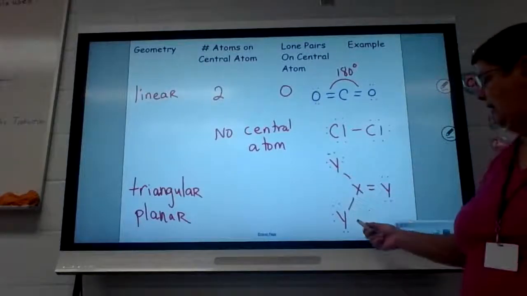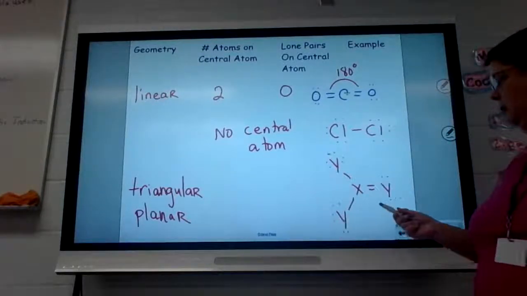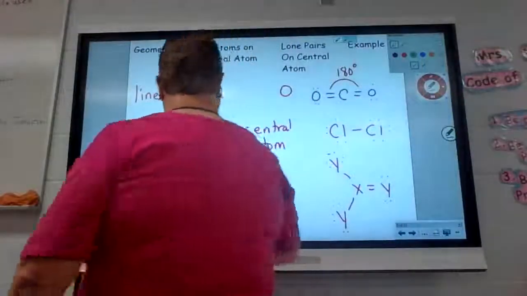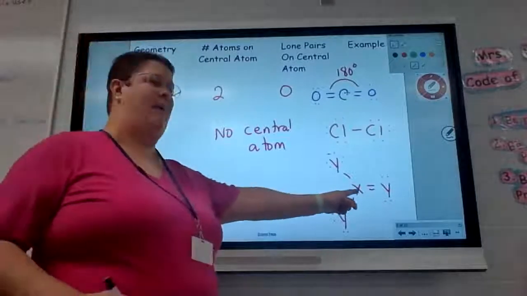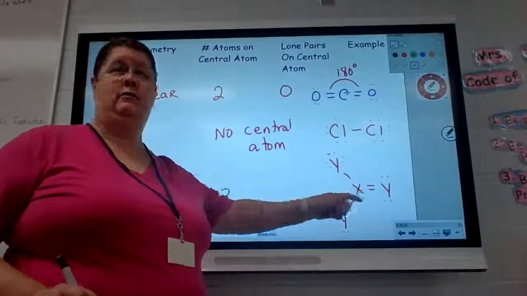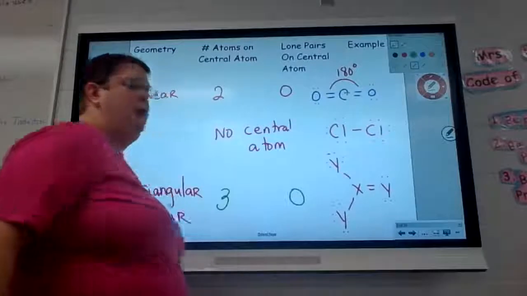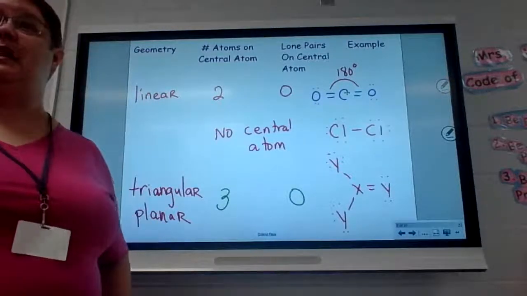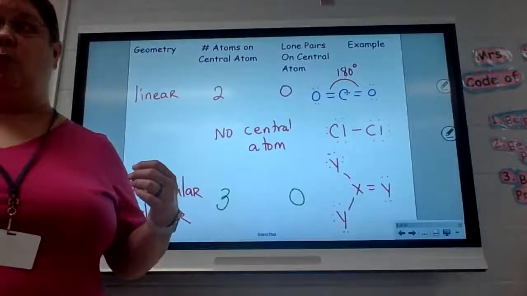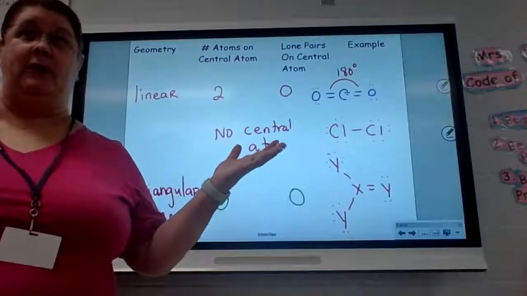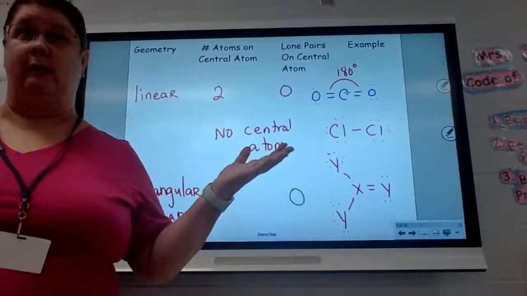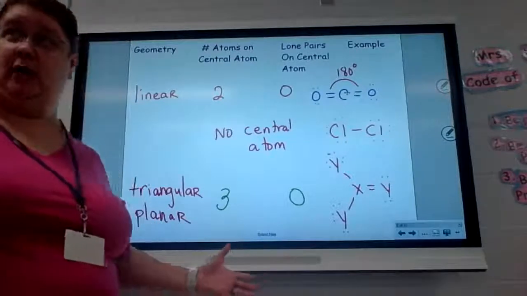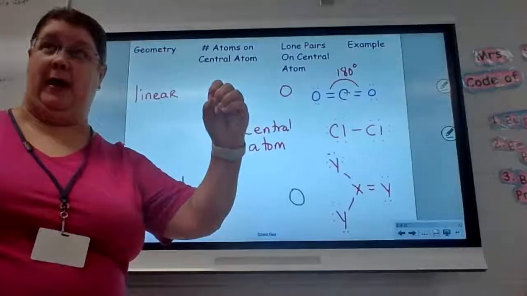Now, how many Y's are sticking off, Serenity? All right, so the number of atoms is 3. And how many lone pairs are on my X? 0. So we say 3 and 0. And anything that has 3 atoms and 0 is triangular planar. So let's say you drew something on your homework that had 3 atoms and no lone pairs. You would tell me its geometry is triangular planar. That's how you decide it's triangular planar. It has 3 atoms and no lone pairs.